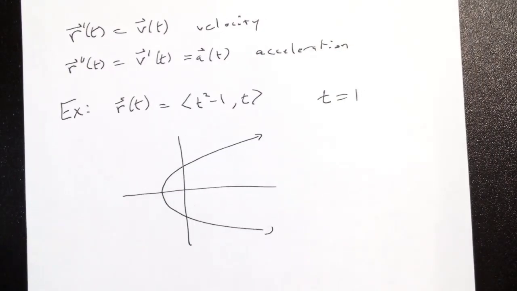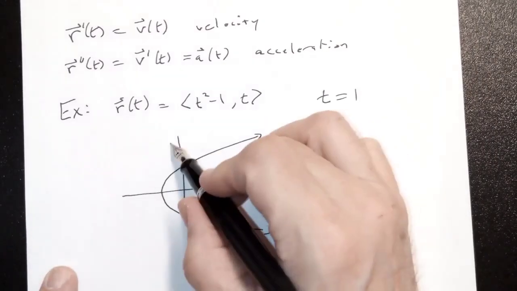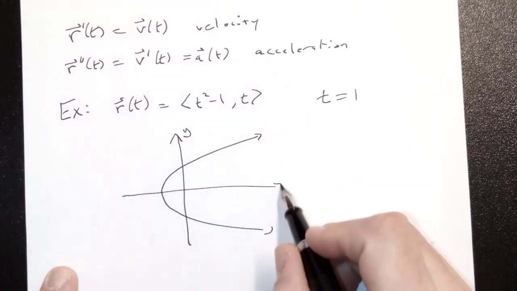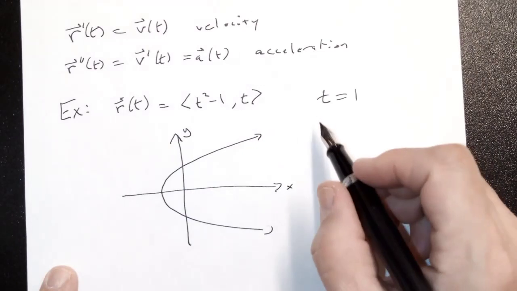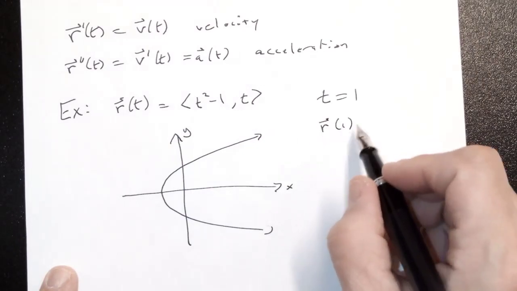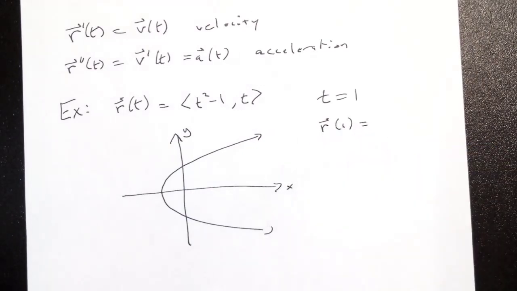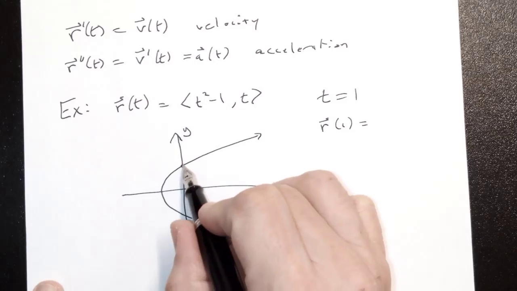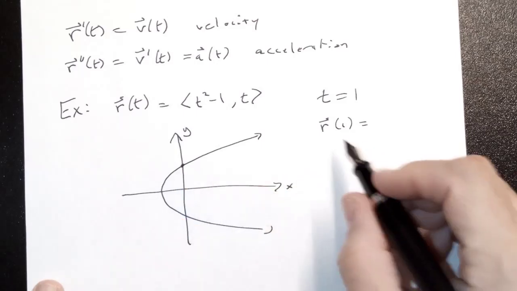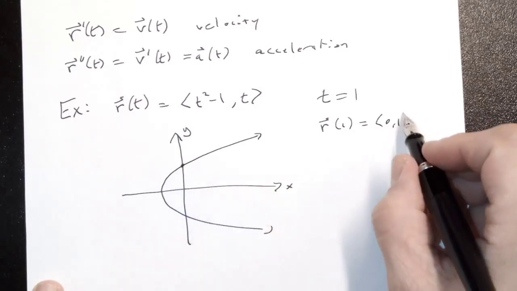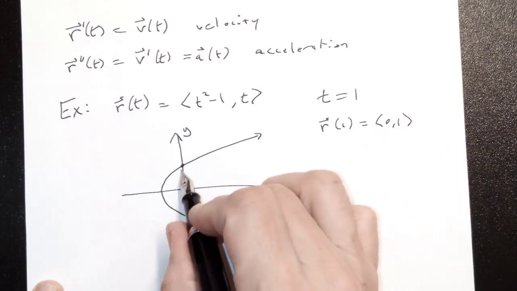Now I want t equal to 1. When t is equal to 1, what point am I at? Aha! So I'm here, which means r of 1 is here.